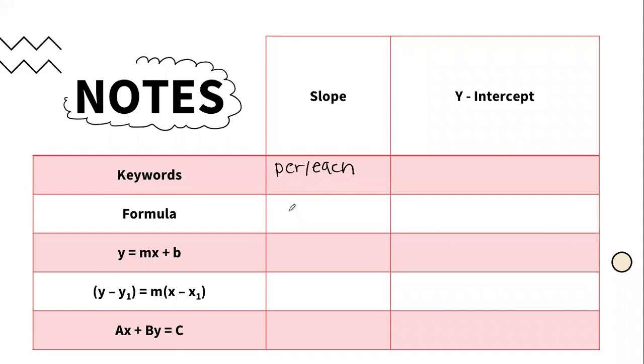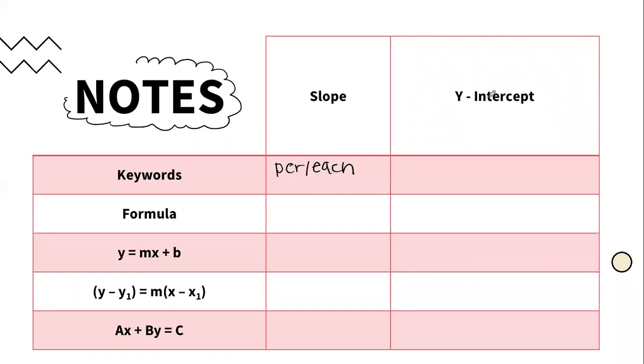For example, I was driving down the highway and I was going 70 miles per hour. In that situation, 70 would represent my slope. Or I went to the mall and I bought shirts for $5 each. 5 would represent the slope. So that per and that each are the key words when we're talking about word problems.